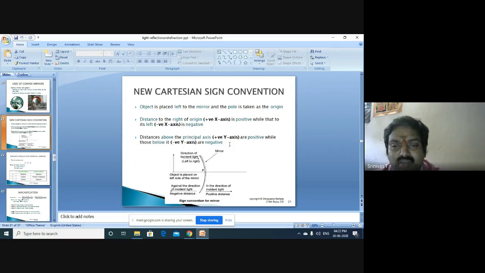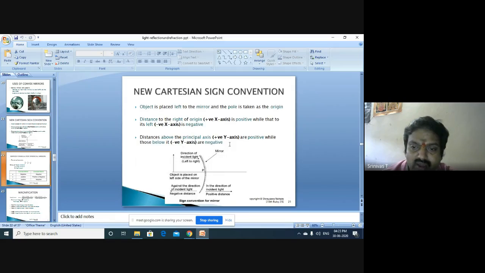Distances above the principal axis are taken as positive y-axis, and distances below, the negative y-axis, are taken as negative. So distances above the principal axis are always positive, and below the principal axis are always negative. That's what you can see with the left-hand arrow, right-hand arrow, top-side arrow and bottom-side arrow.